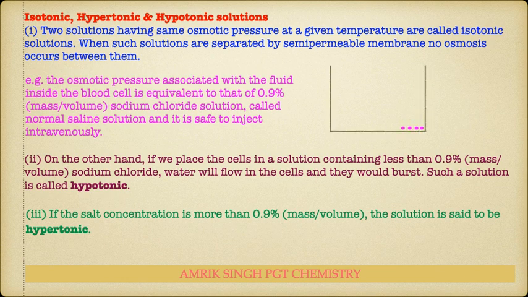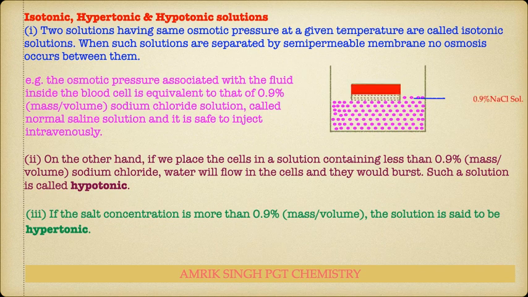As shown by this diagram, this animation, I have this NaCl solution, 0.9% NaCl solution by mass over volume. And here is the blood cell, and the blood cell is shown with a semi-permeable membrane. If these are isotonic solutions, there will be no osmosis, no flow of solvent from the NaCl side or from the blood cell. There will be no flow of the solvent from either side.